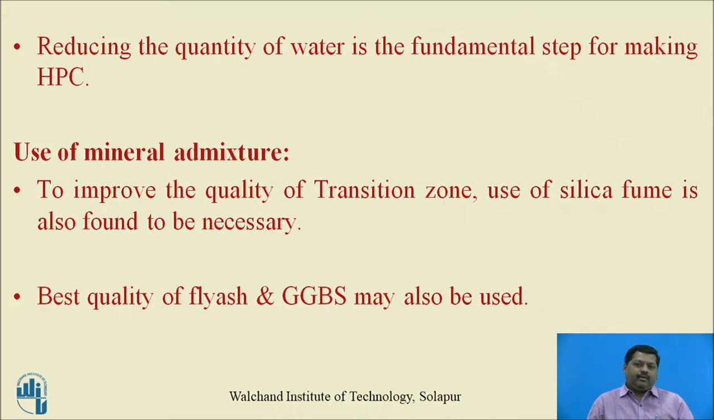Now, the second mineral admixture, best quality of fly ash, that mineral admixture also we can use. Third, one more mineral admixture is GGBS. GGBS is ground granulated blast furnace slag. So, silica fume, fly ash, ground granulated blast furnace slag, these three mineral admixtures are generally used in high performance concrete.